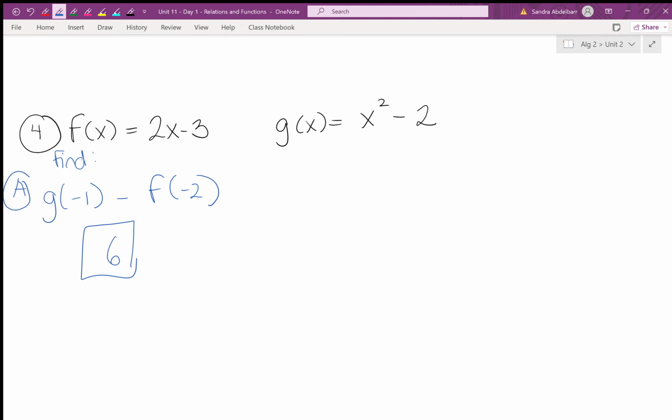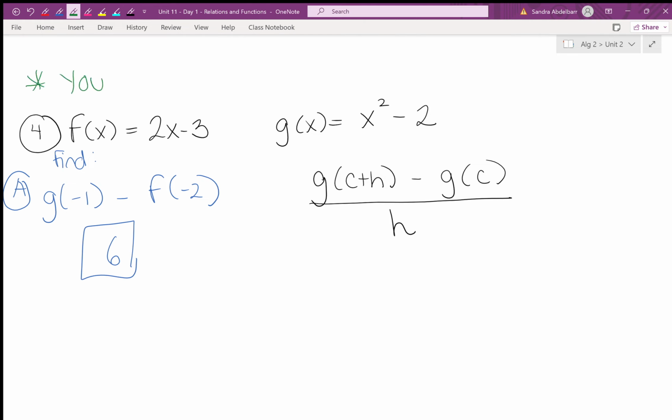All right. So now we're going to step it up a lot. So now I'm going to have g of c plus h minus g of c, all over h. Not g of h or f of h, just over h. Okay. So we're going to have to simplify this. Oh, side note. You can perform all operations with functions.